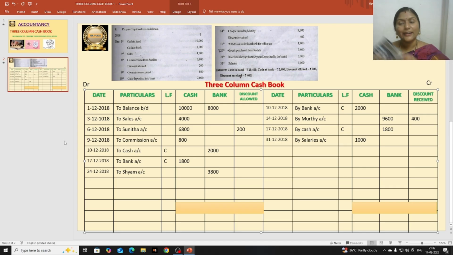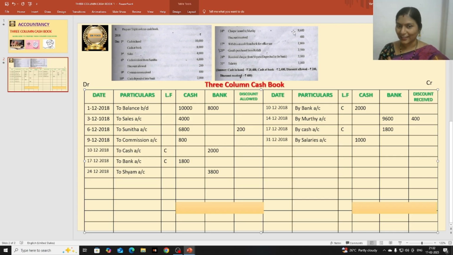Here I did it in the calculator. You intermediate students have to use only manual calculations. You should not use calculators. But BCom students can use calculators. So 23,400 is the debit side cash total. Now let us add the credit side also. If you observe the credit side, we have cash column amounts 2,000 and 1,000. Only two are there. So what is the total of that? 3,000.